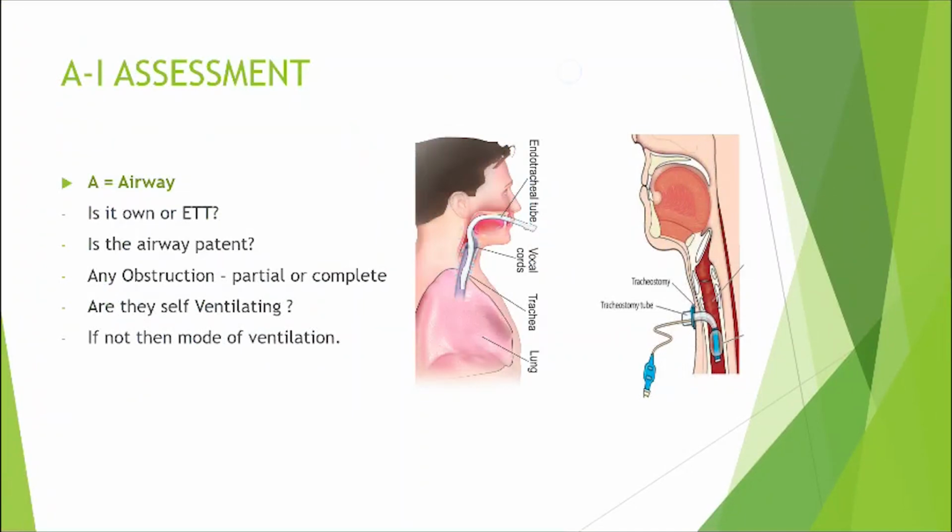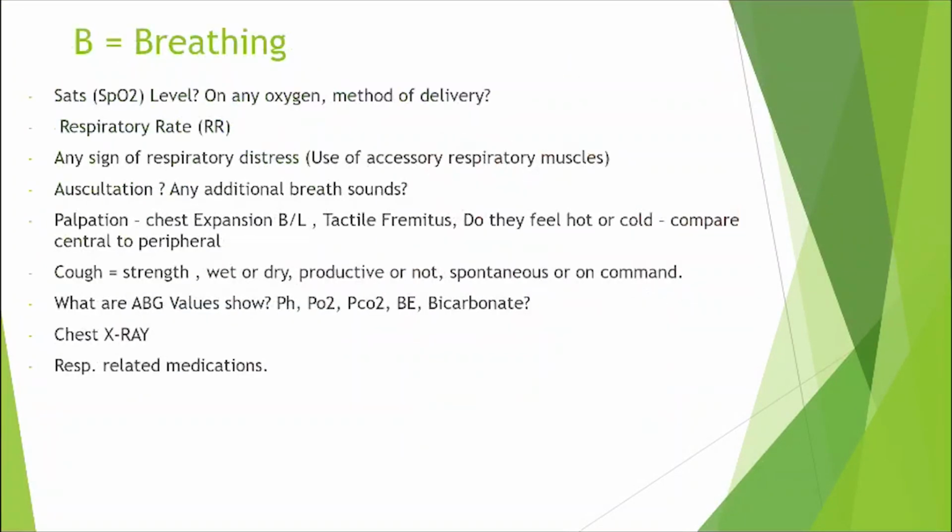Then we next go to the B, which is breathing. The breathing section is the main part of our assessment. First of all, we need to see what the SpO2 level of the patient is, what the oxygen sats are. Is it above 94 or is it between 88 to 92? And we also check the target sats of the patient.